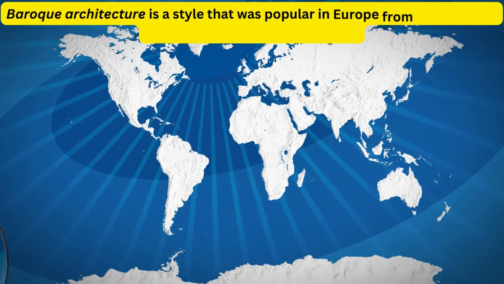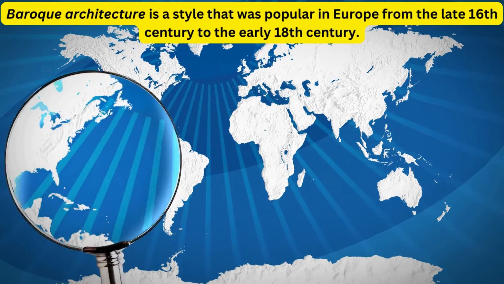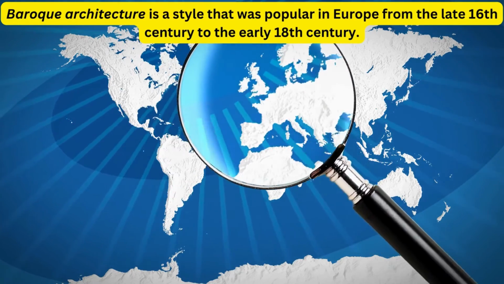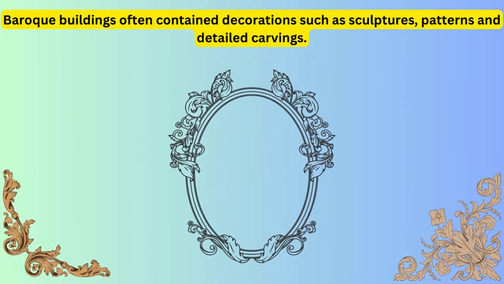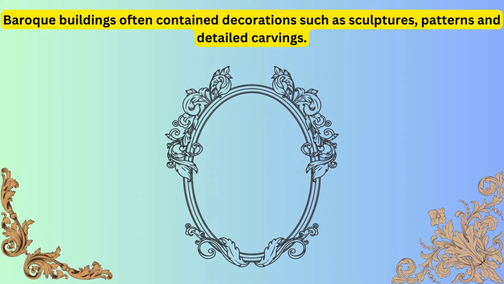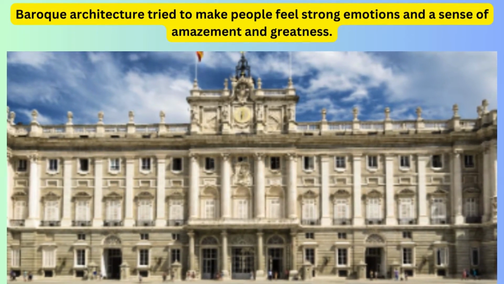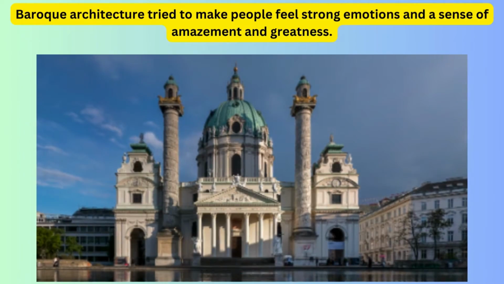Baroque architecture is a style that was popular in Europe from the late 16th century to the early 18th century. Baroque buildings often contain decorations such as sculptures, patterns, and detailed carvings. Baroque architects try to make people feel strong emotions and a sense of amazement and greatness.